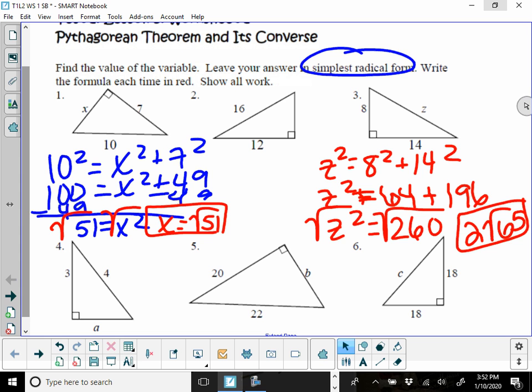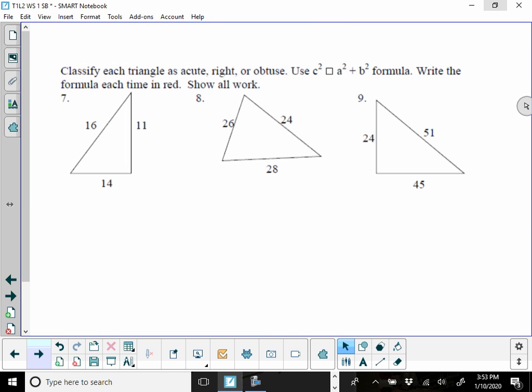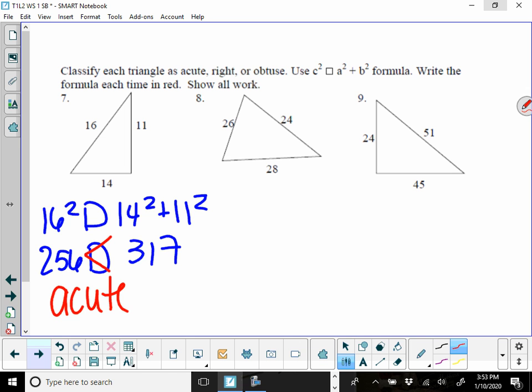I've done missing leg. I've done missing hypotenuse. For 7, 8, and 9, they just want you to do right, acute, and obtuse. Remember we always start with our hypotenuse, which is our biggest side, squared, and then leg squared plus leg squared. We're going to do 16 squared, which is 256, and then add together 14 squared and 11 squared, which gives you 317. We're going to compare those two. 256 is less than 317, so remember that makes that acute.